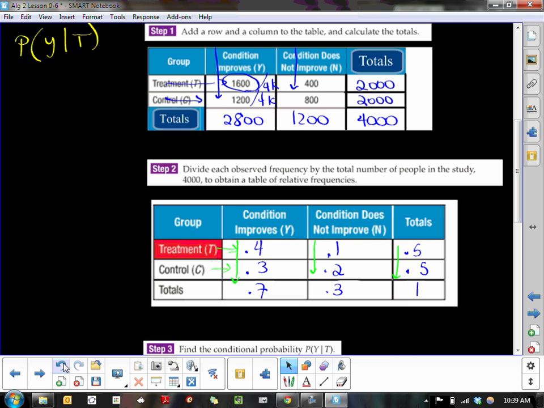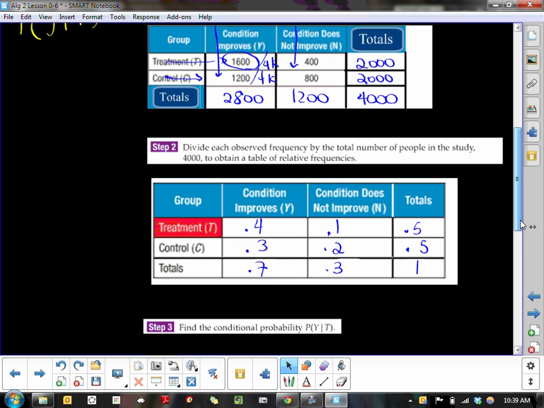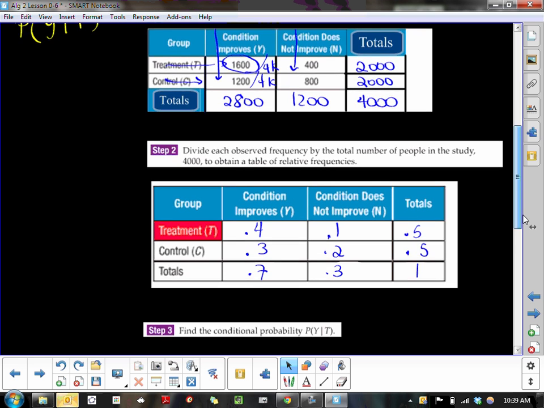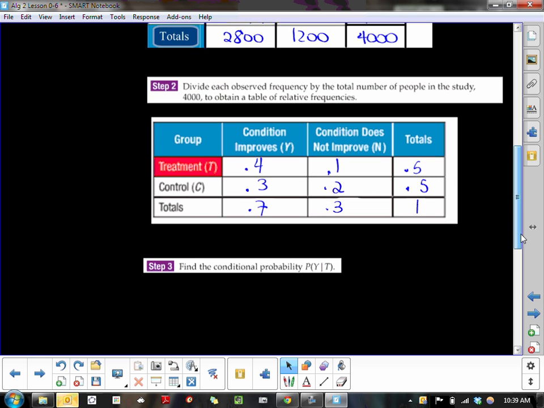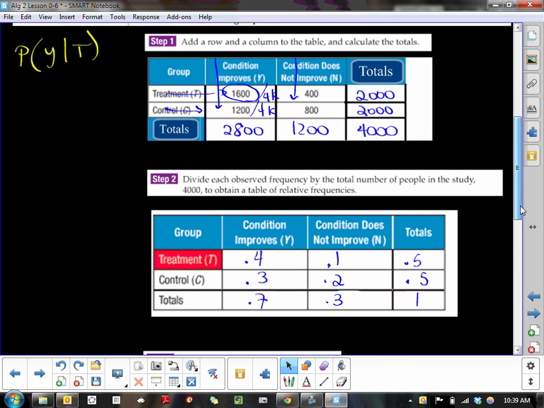So we've just made a relative frequency table, let me get rid of those arrows just to clarify, rather than a frequency table. Now we're going to focus on our question. It said, find the conditional probability of Y given T. And that's what we had written up there.